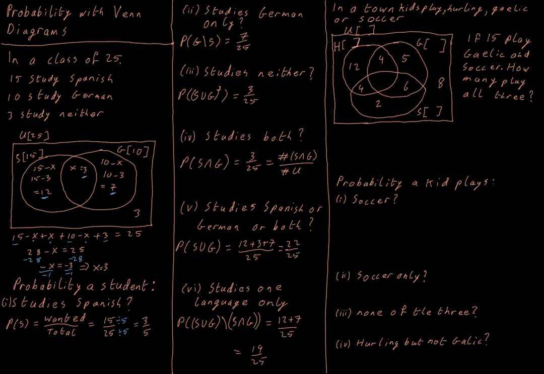So we're now reading to the side of the Venn diagram. If 15 play Gaelic and soccer, how many play all three? So 15 play Gaelic and soccer. So we tell ourselves that story. Gaelic and soccer would be the intersection of these two sets. So that would be this group here.